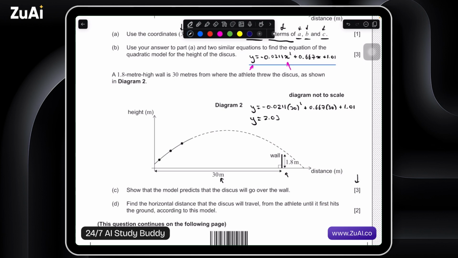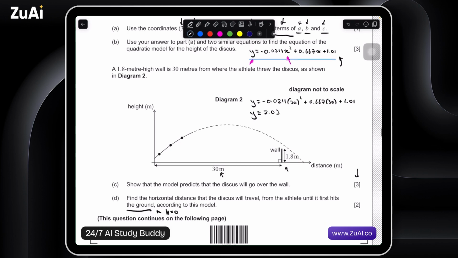Find the horizontal distance that the discus will travel from the athlete until it first hits the ground. Again, we've got an input-output model, a pretty generous 2 marks. It depends on whether we've got the model correct. Find the horizontal distance, that is to say the value of x where it hits the ground. We know that h is going to be equal to 0, because there's no height. So let's put an output of 0.